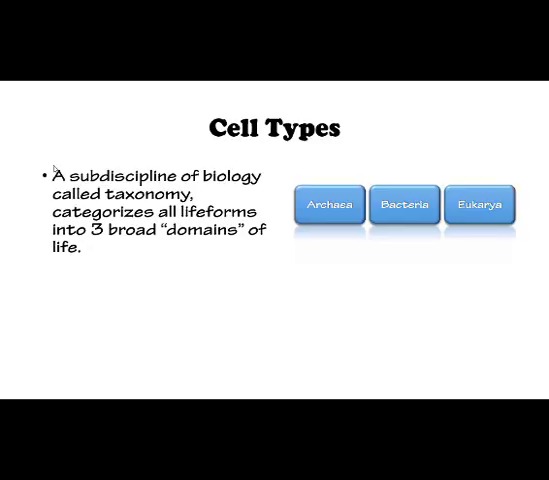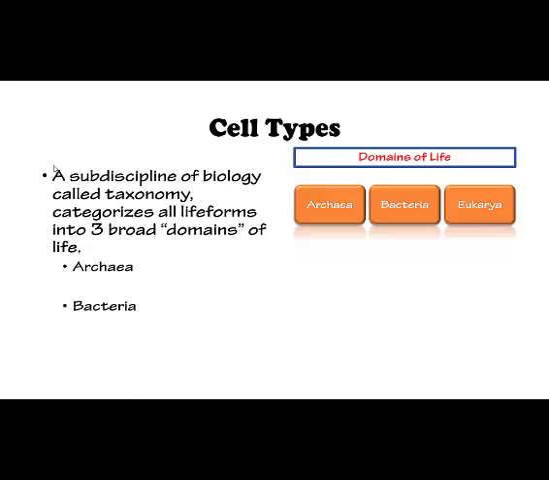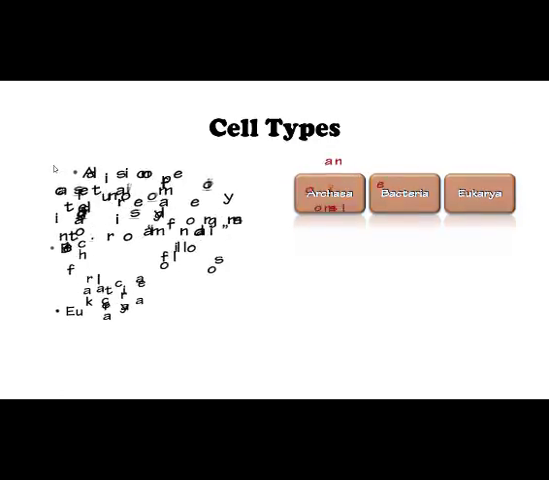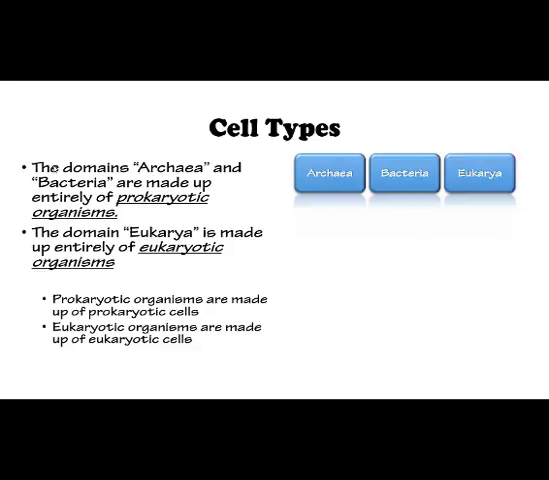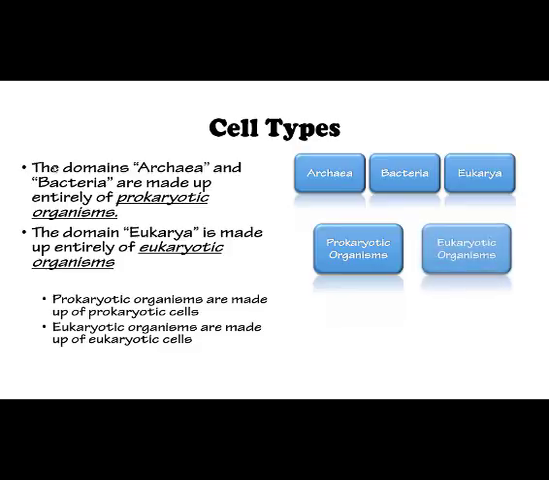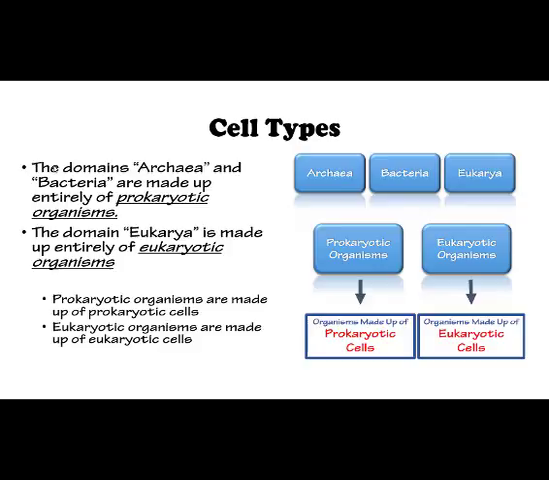A subdiscipline of biology called taxonomy categorizes all life forms into three broad domains of life: archaea, bacteria, and eukarya. The domains archaea and bacteria are made up entirely of prokaryotic organisms. The domain eukarya is made up entirely of eukaryotic organisms. Prokaryotic organisms are made up of prokaryotic cells, whereas eukaryotic organisms are made up of eukaryotic cells.